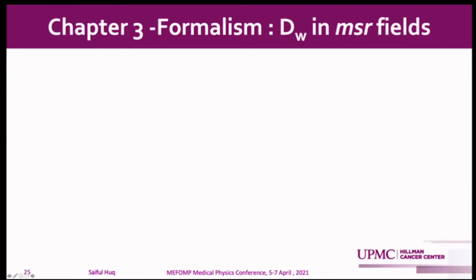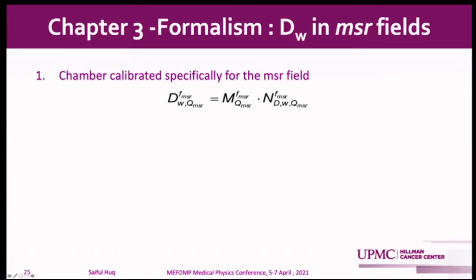So chapter 3 deals with the formalism for reference dosimetry. Similar to TRS 398, 3 approaches were considered for reference dosimetry in an MSR field, the machine-specific reference field. Option 1: suppose the standard lab can give you an absorbed dose to water calibration coefficient, N_D,w,Q_MSR. There's a lot of notation here. Those of you who are seeing it for the first time, it seems very confusing, but believe me, you get used to this. And we have to use this notation to specify things very clearly.